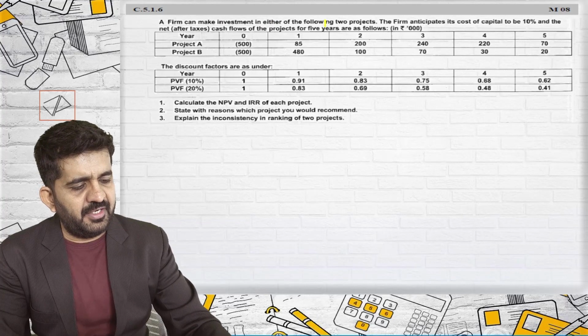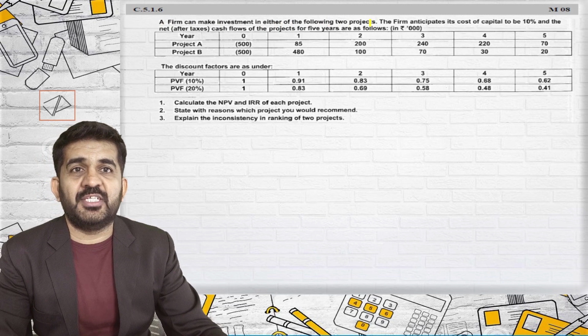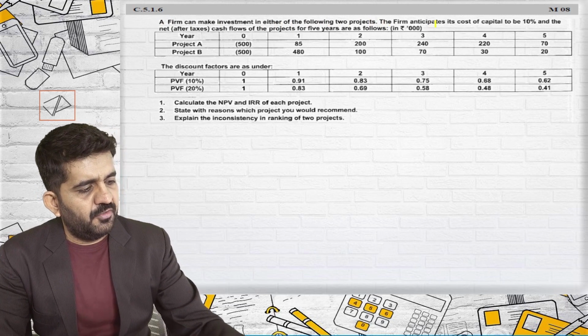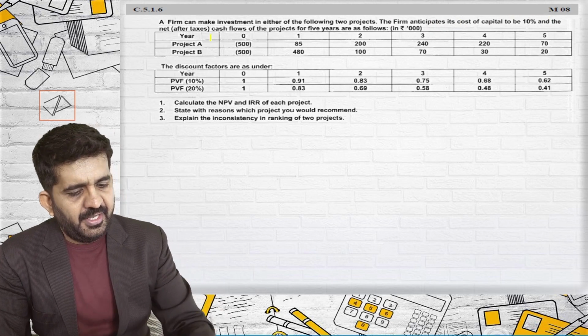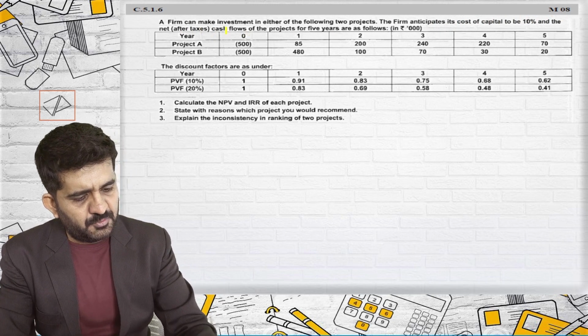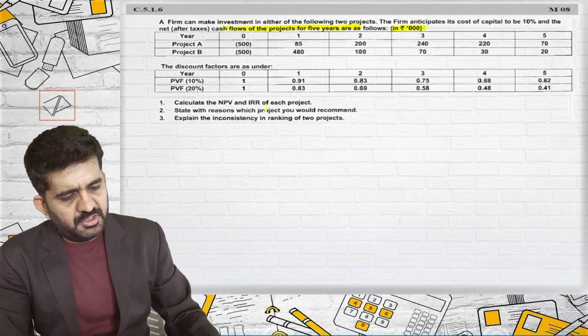Make investment in either of the following two projects. So there are two projects available. A firm can make investment in either project A or project B. The firm anticipates its cost of capital to be 10%, and the net after tax cash flow of the project for the 5 years are as follows. So directly cash flows are given, and the rupees are in thousands.